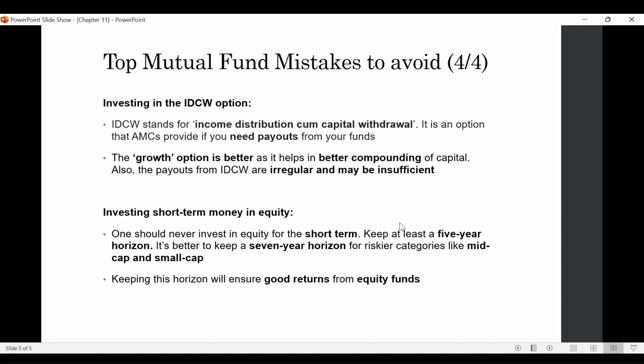The eighth mistake that many mutual fund investors make is that they invest their short term money in equity. An investor should never invest in equity for the short term, and one should always have a minimum 5-year horizon before investing in equity funds. Also, for riskier equity categories like mid cap and small cap, it is better to keep a 7-year horizon. Keeping these time horizons will ensure that you get the best returns from equity funds.